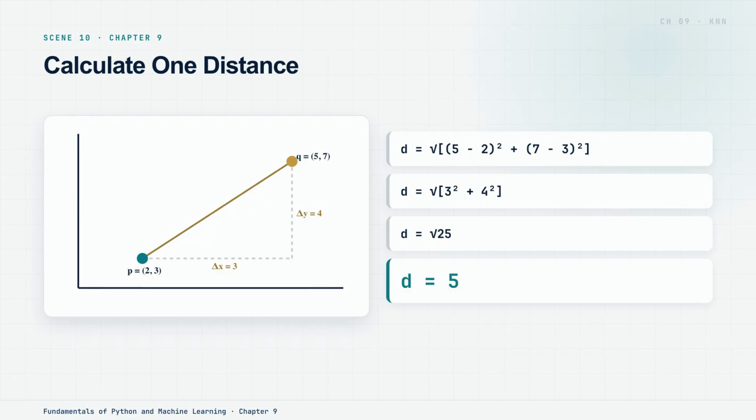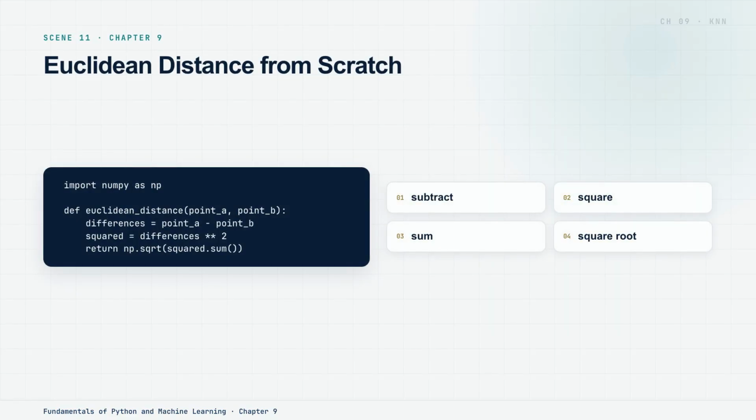Therefore, the Euclidean distance between these 2 observations is 5 feature space units. In a real dataset, every feature contributes to this distance calculation. We can implement Euclidean distance with NumPy. First, subtract one point from the other. Next, square the differences, then add the squared values. Finally, take the square root. NumPy performs these operations across every feature.